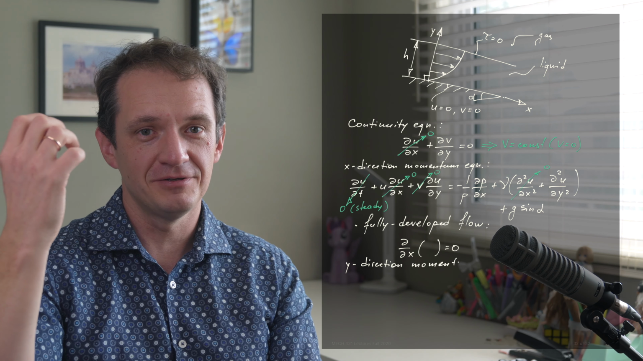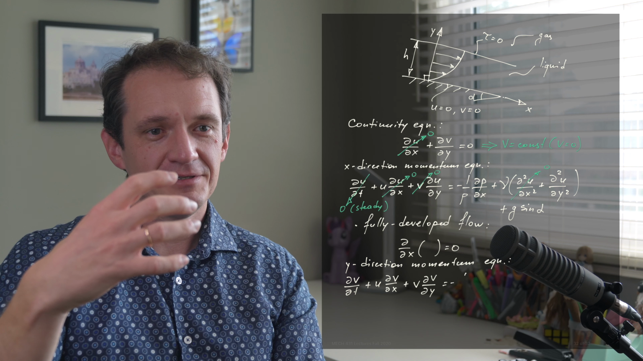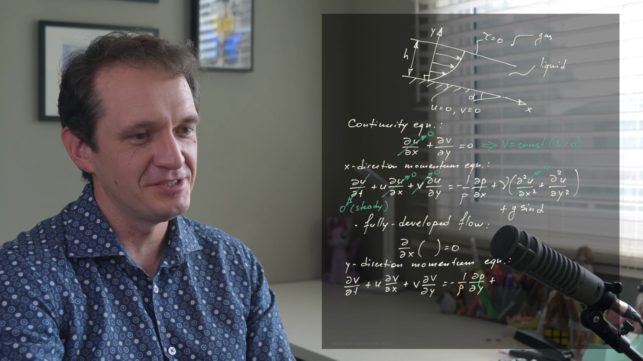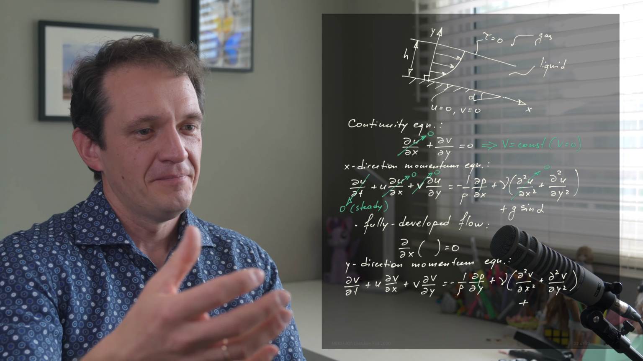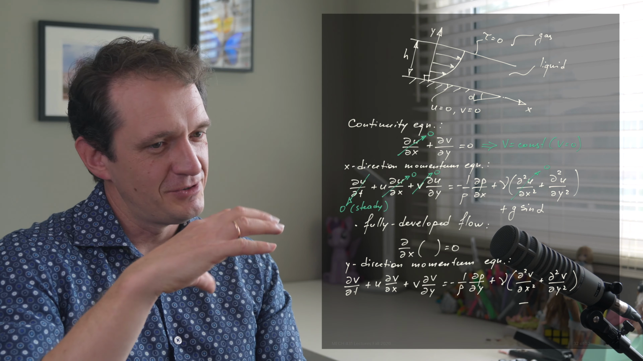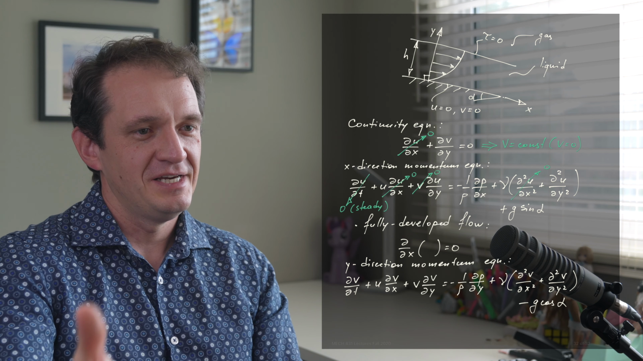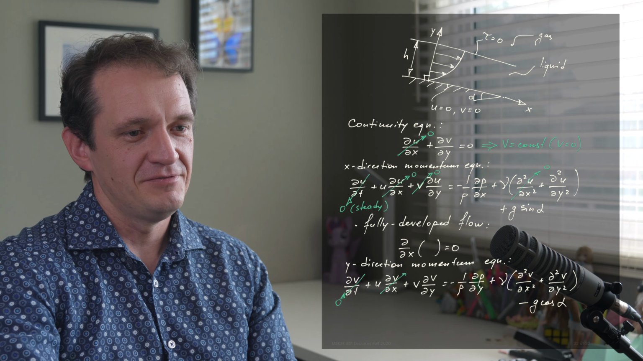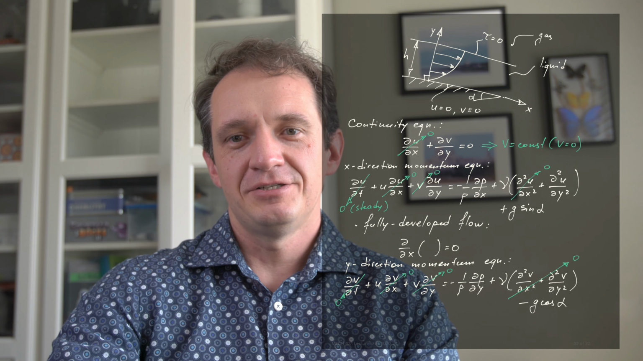So with the combination of the fully developed flow and the impermeability of the wall, the y direction momentum equation reduces to 0 equals minus 1 over rho dp dy, plus the whole viscous dissipation term is 0 because v velocity is 0 there, minus g cosine alpha. That's the y component of the gravity term. If we integrate that equation, we arrive at p equals minus rho g y cosine alpha plus some function of x.